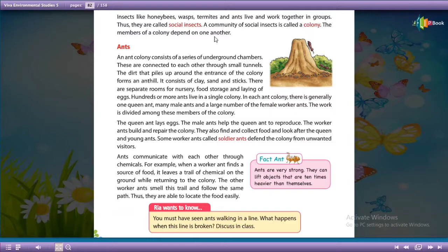The members of a colony depend on one another. So each and every member of the colony has to depend on one another.